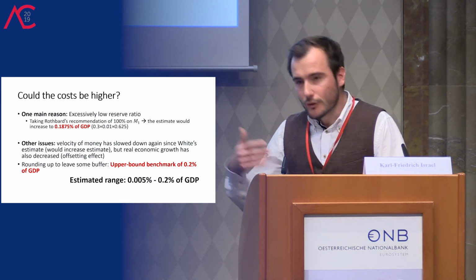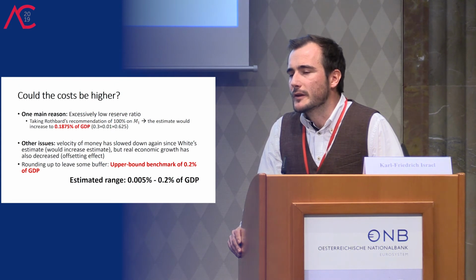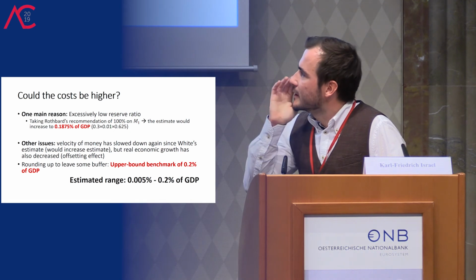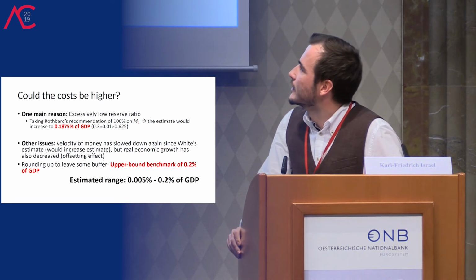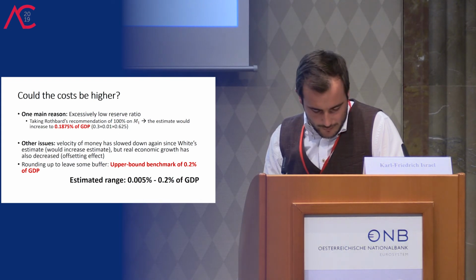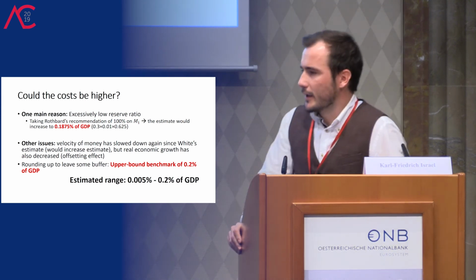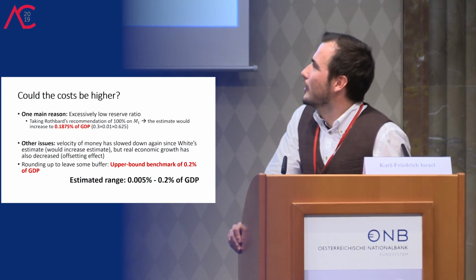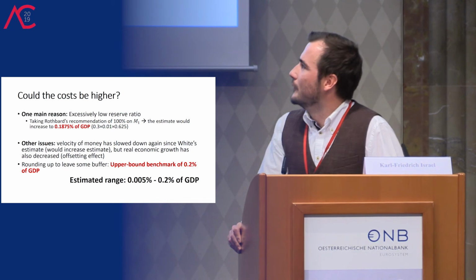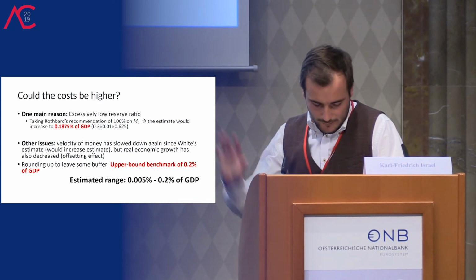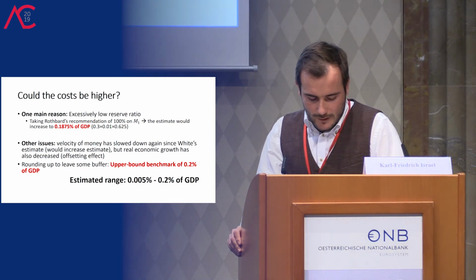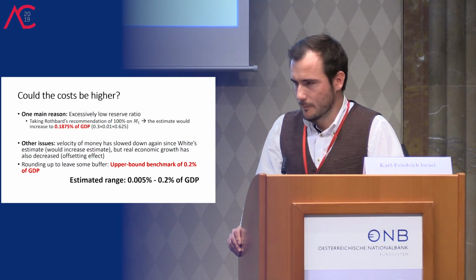But again, you could also argue in the opposite direction and say, well, 2% reserves is excessively low and is not really representative of a genuine gold standard. So what happens if you increase the reserve ratio? What you can do here is, of course, well, let's take Rothbard's suggestion of 100% reserves on M1. If you do this, then the costs, taking the other numbers that Lawrence White uses, would roughly be about 0.1875% of GDP.